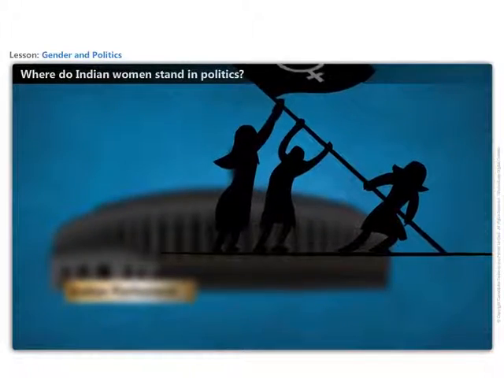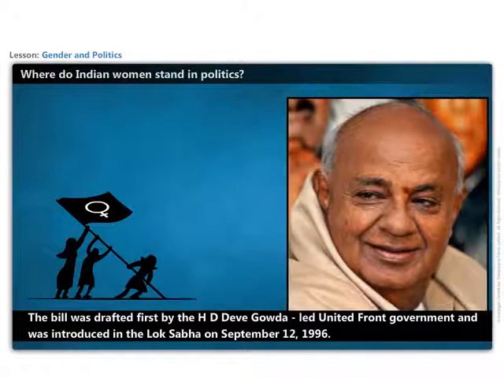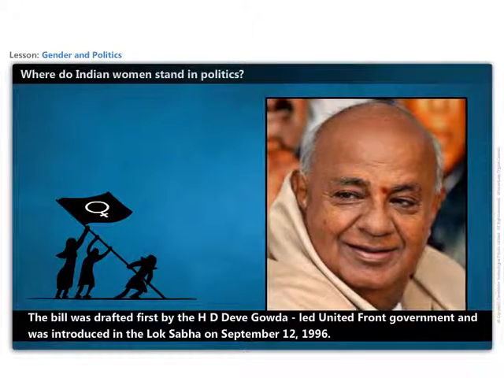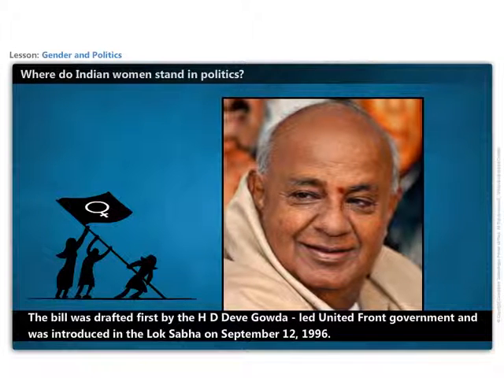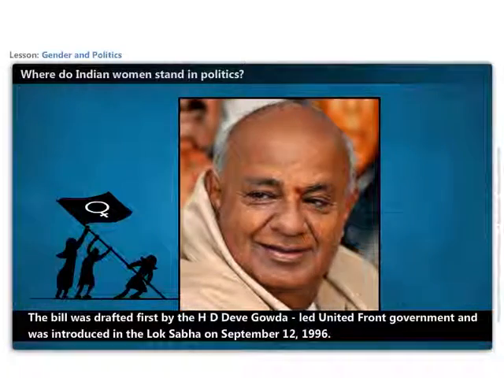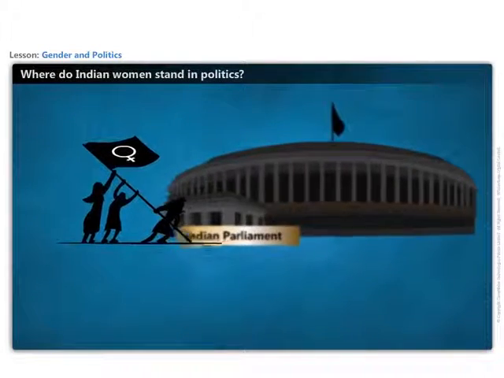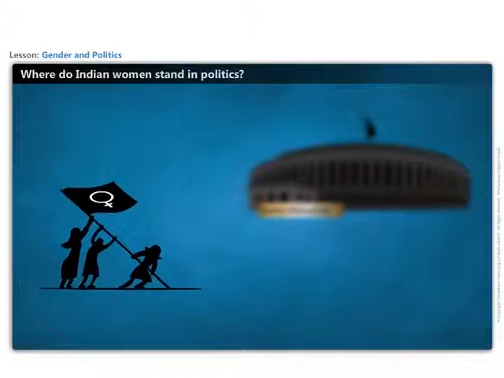A bill with this proposal has been pending before the Parliament for more than a decade. The bill was drafted first by H.D. Devegowda, who led United Front government, and was introduced in the Lok Sabha on September 12, 1996. But the bill with this proposal has been pending before the Parliament for more than 15 years.